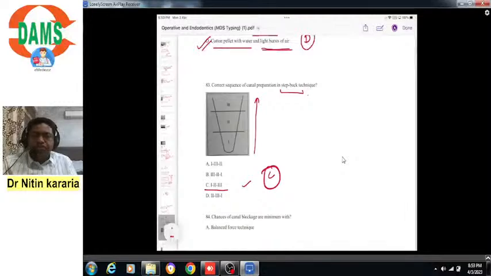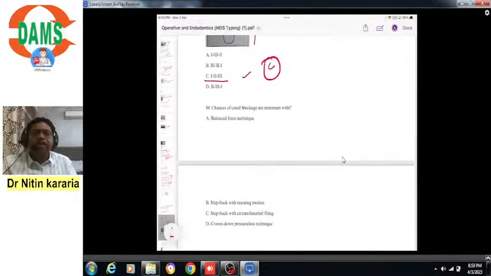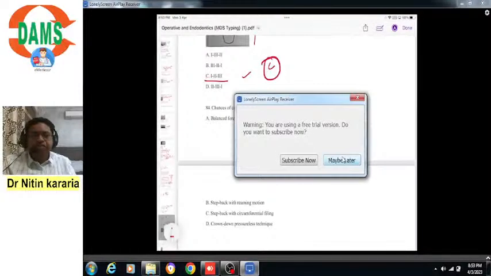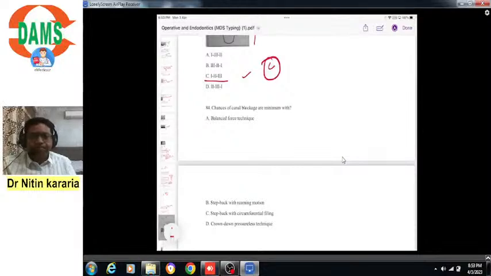Moving over to the next question, which is also based upon a canal cleaning and shaping technique. The chances of canal blockage are minimum with balanced force technique, step back with reaming motion, step back with circumferential filing, or crown down pressureless technique. The chances of canal blockage are minimum with. See, whenever we use balanced force technique, we use only rotary motion.